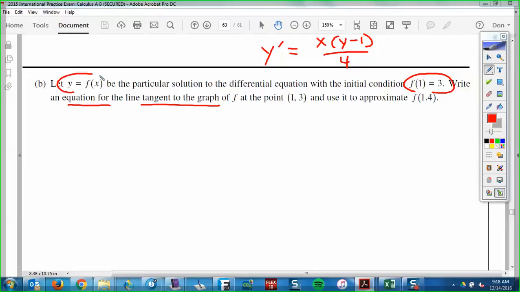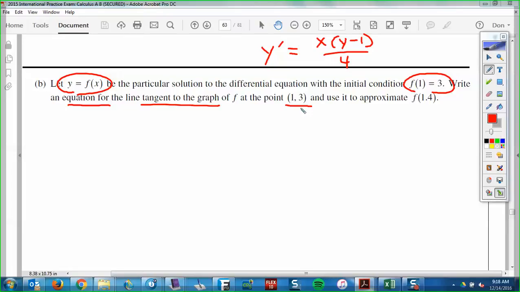And notice they've said y equals f of x. That's why they call it f here and y up here, right? Y and f are interchangeable because they wrote that right there. Write the equation of the tangent line at the point (1, 3) and use it. Well, let's forget that part for right now. We'll get to that in a minute. But we should be able to do that. Write an equation of a tangent line. What do you need for an equation of a tangent line?